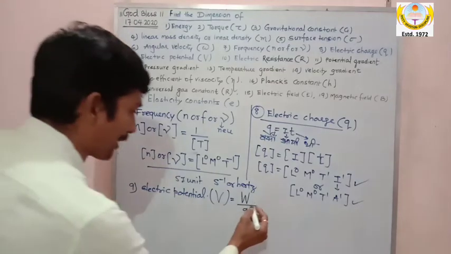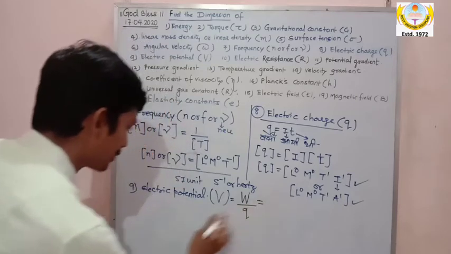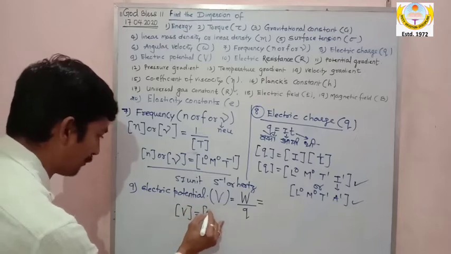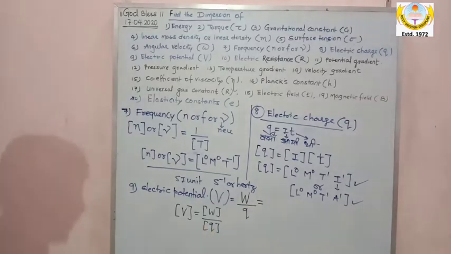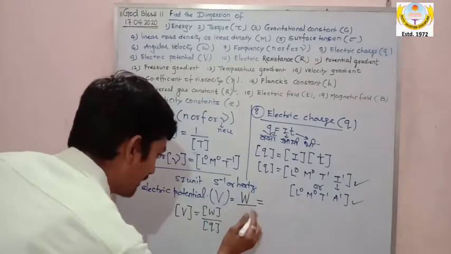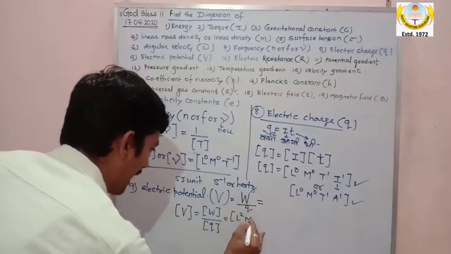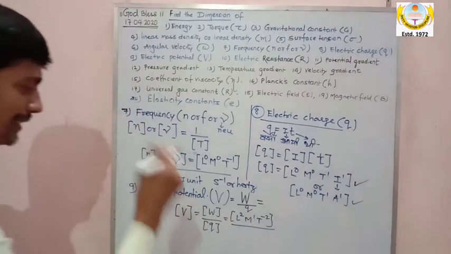So what is the dimension for electric potential? It is the dimension of work divided by the dimension of charge. Okay. So what is the dimension of work now? The dimension of work is nothing but, you all know, L2 M1 T minus 2. I told you, learn these dimensions.